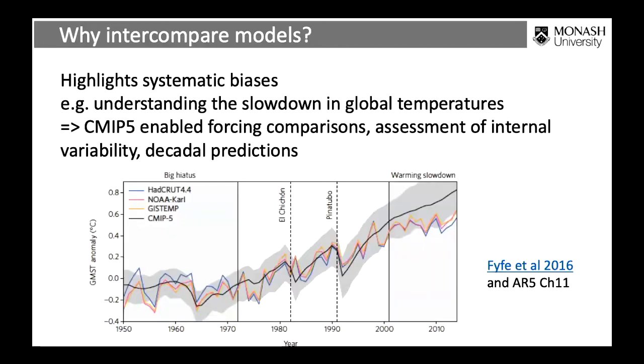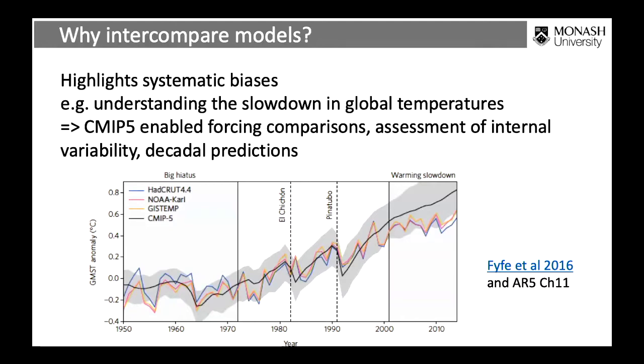So here's just one example of where it highlighted systematic biases. This is a figure from Pfeiffer et al, where you can see the black line is the CMIP5 models, the multimodel average. This is global temperatures from 1950 to, I think at the time, 2013. And the grey shading is the spread of the models. And then the coloured lines are what was happening with the observed climate, observed global temperatures. And you can see that the observed temperatures were kind of going outside of that spread from the models.